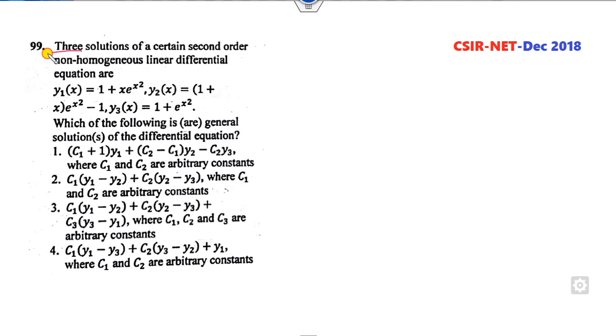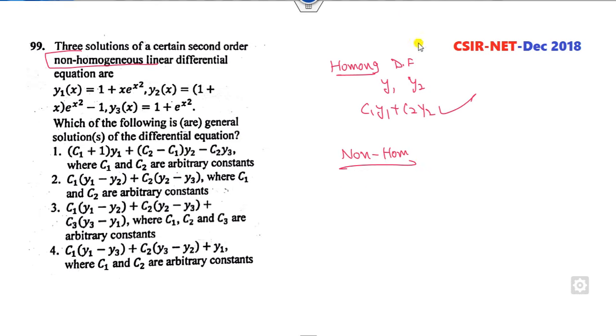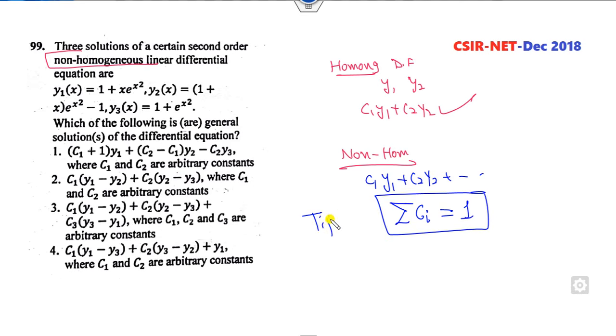Okay, now there is a question on the non-homogeneous equation. We all know when there is a homogeneous differential equation, y1 and y2 are solutions, then c1 y1 plus c2 y2 is also a solution. But whenever there is a non-homogeneous equation, then c1 y1 plus c2 y2 is a solution only when the sum of the coefficients of the ci is 1. That's a simple tip for you.